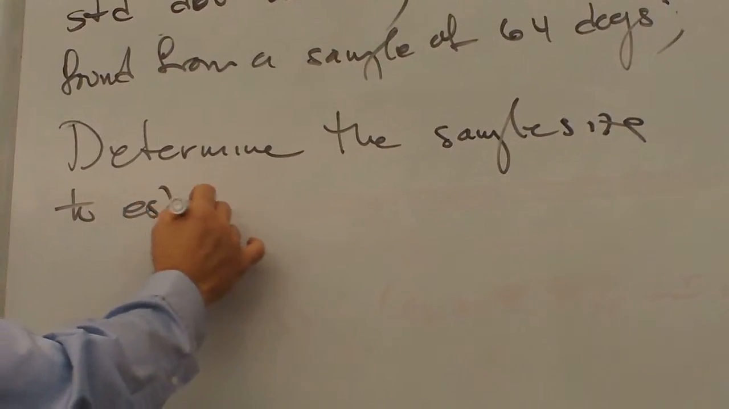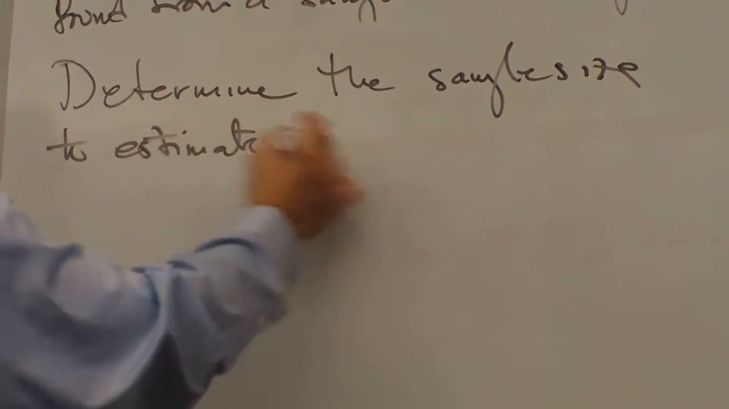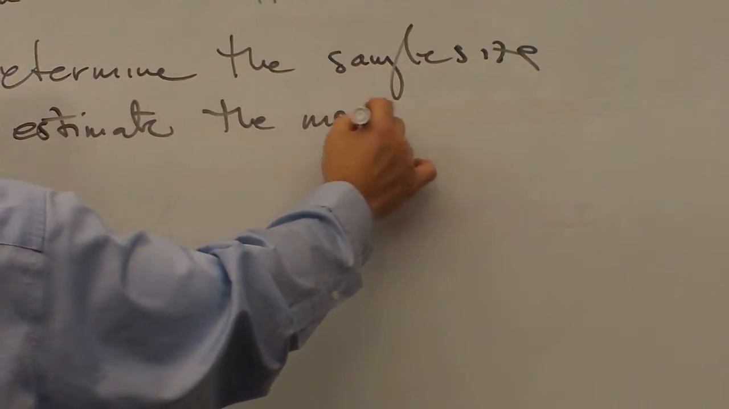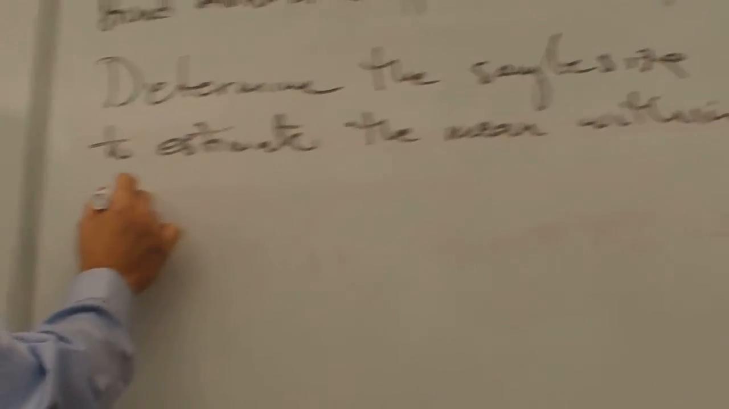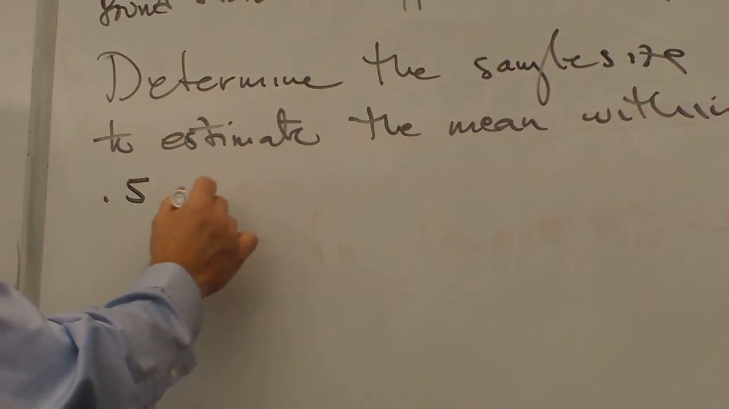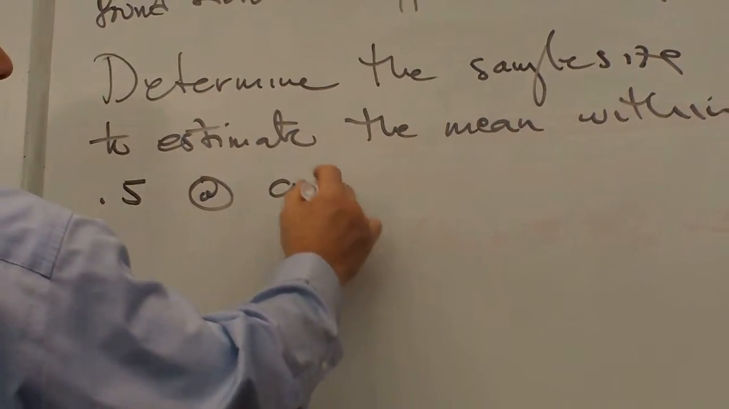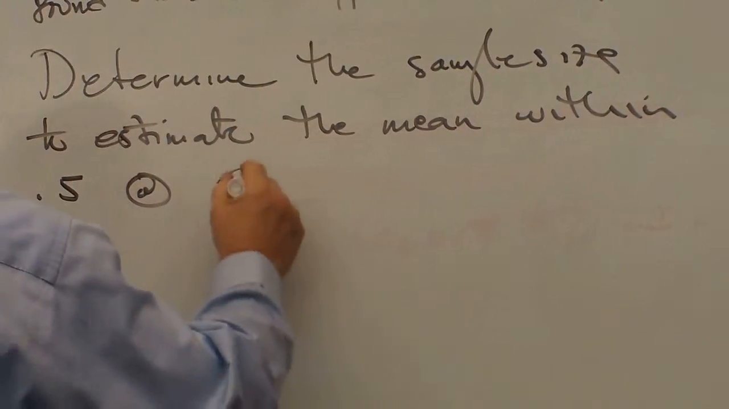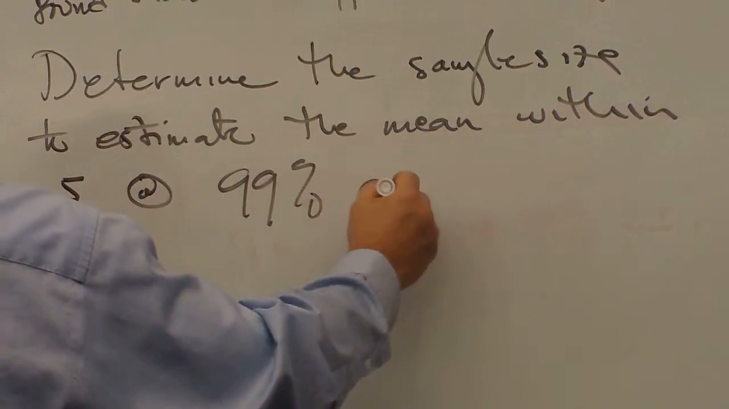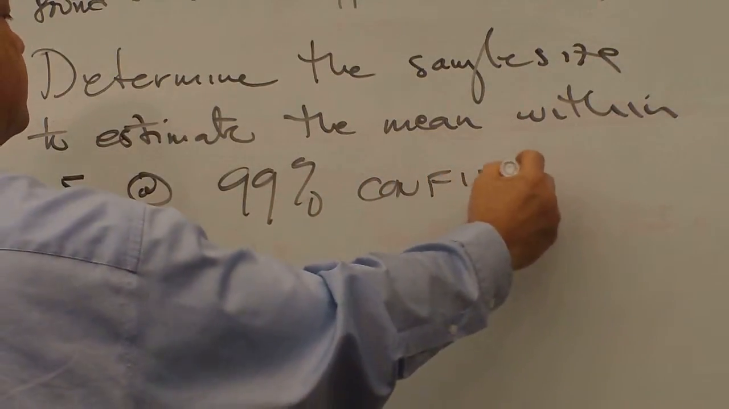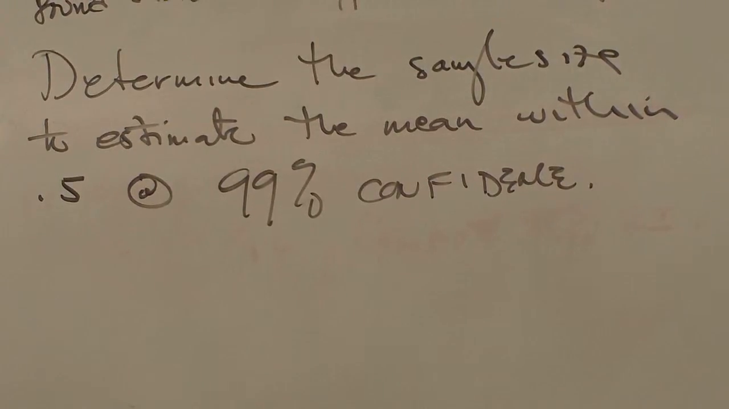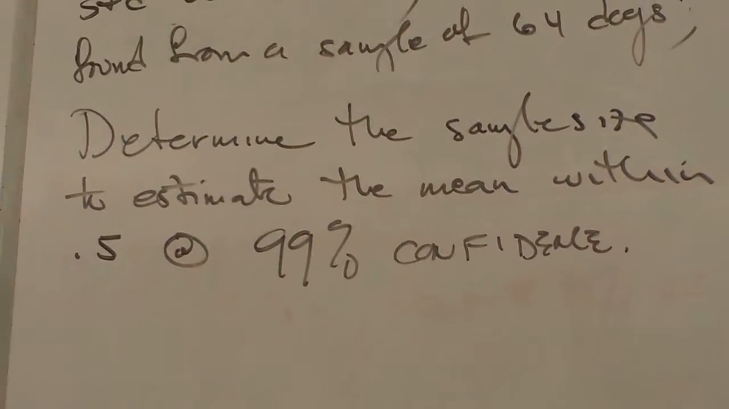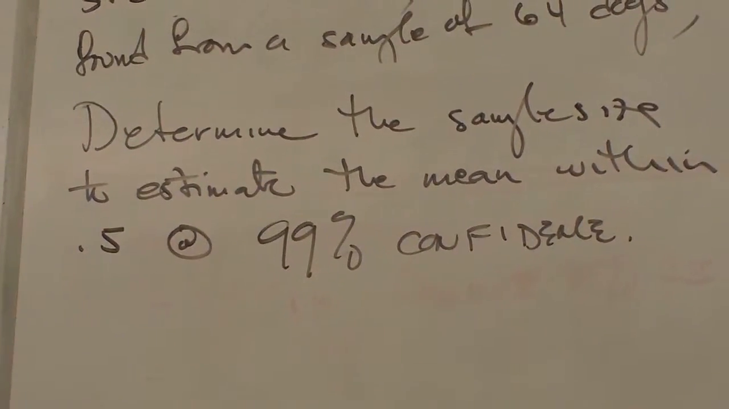to estimate the mean within 0.5 at 99% confidence. Determine the sample size to estimate the mean within 0.5 at 99% confidence.